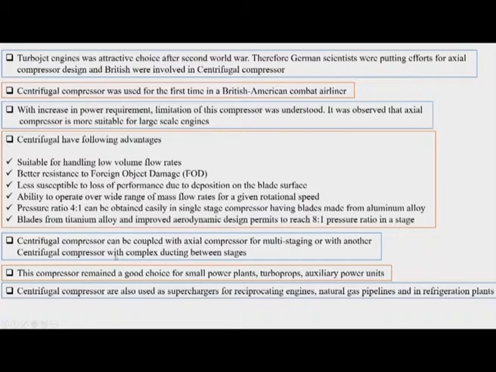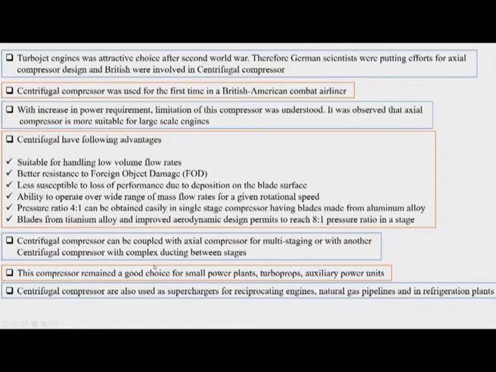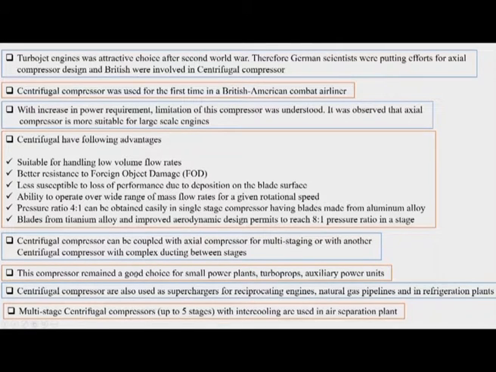Centrifugal compressors are also found prominently in superchargers for reciprocating engines, natural gas pipelines and refrigeration plants. What we see in an IC engine, we know that for an IC engine we can use a supercharger which would supply high pressure air to the intake of the engine. So for that supply we can use a centrifugal compressor, and that centrifugal compressor is prominently also used in refrigeration applications and reciprocating applications, superchargers. Centrifugal compressors can be used till 5 stages with the intercooling arrangement.